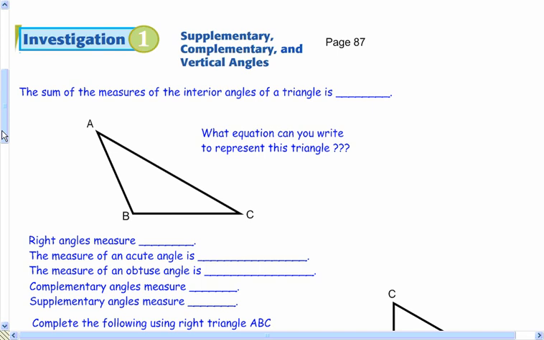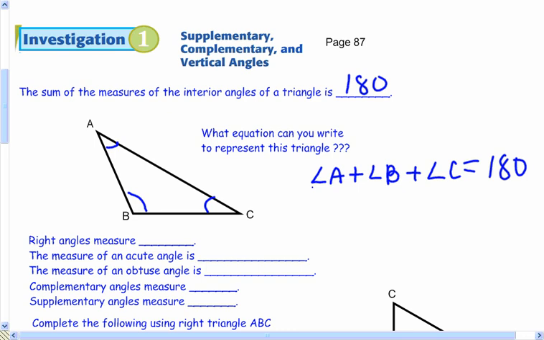A couple of important things to know about triangles, and this is probably a review: the sum of the measures of the interior angles of a triangle is 180. That means this angle plus this angle plus this angle add up to 180. If you ask me in class, I'll prove to you that that's true. So the equation you can write to represent this triangle would be angle A plus angle B plus angle C is equal to 180. Notice the little angle symbol I've been using. You'll see that more. We can just shorten that to A plus B plus C, knowing that each of those are angles, equals 180.